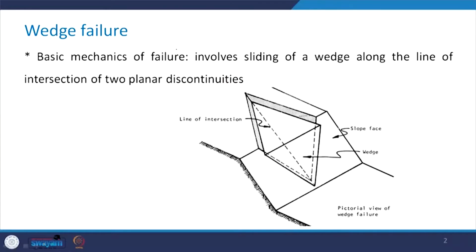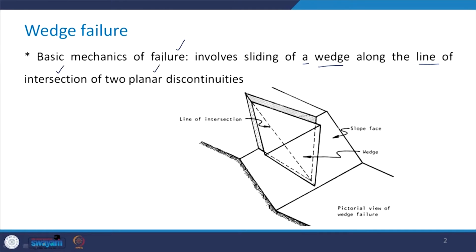Some of the aspects we have already discussed in the earlier chapter, where we discussed the spherical representation of the geological data, and also when we saw the applications of the graphical representation. So, the basic mechanics of failure in the case of the wedge type of failure involves the sliding of a wedge along the line of intersection of two planar discontinuities.